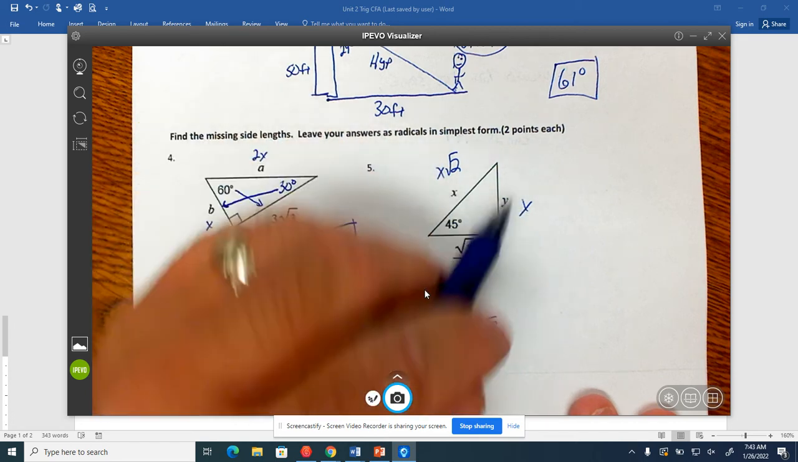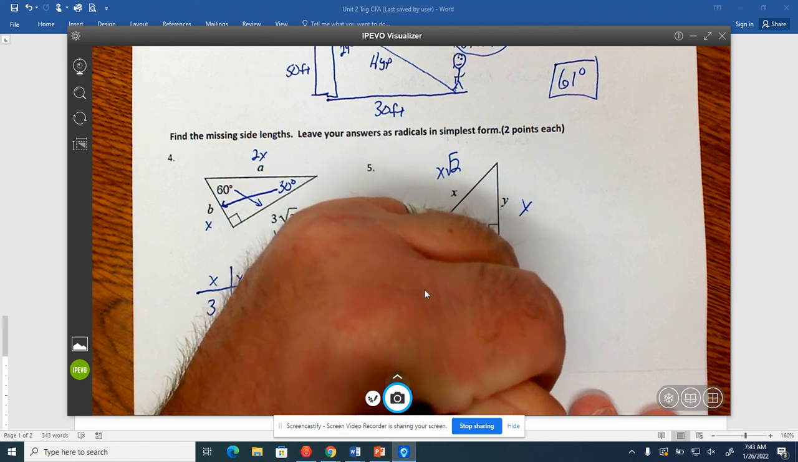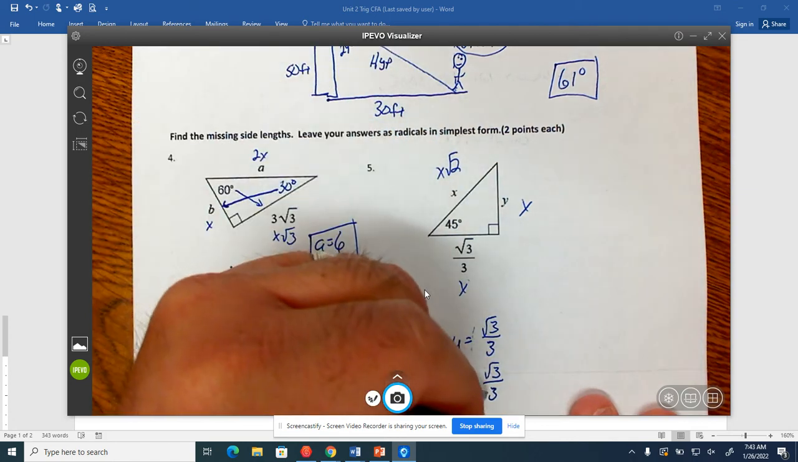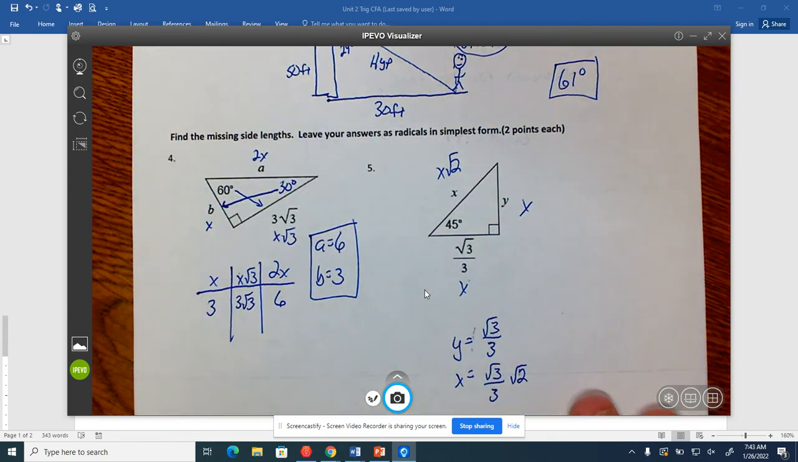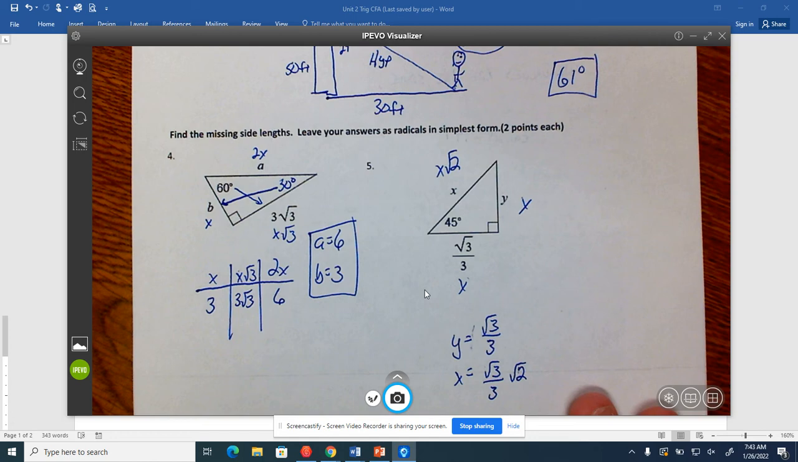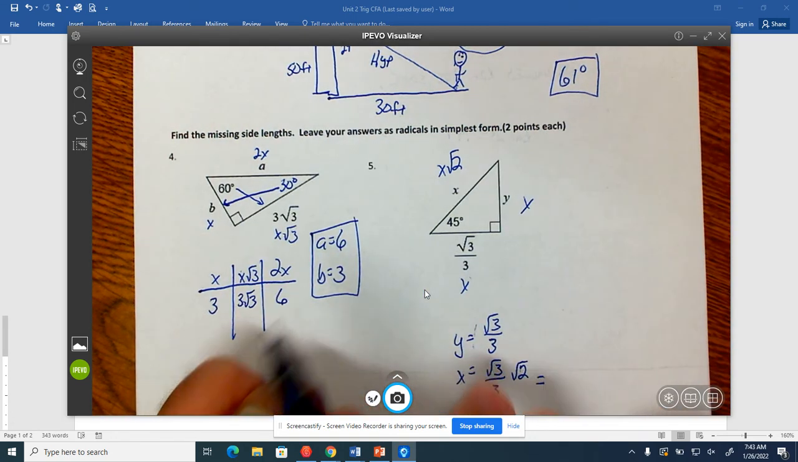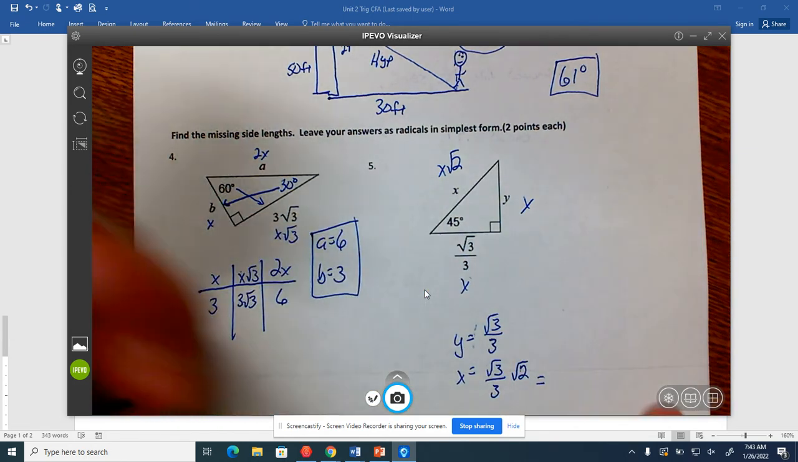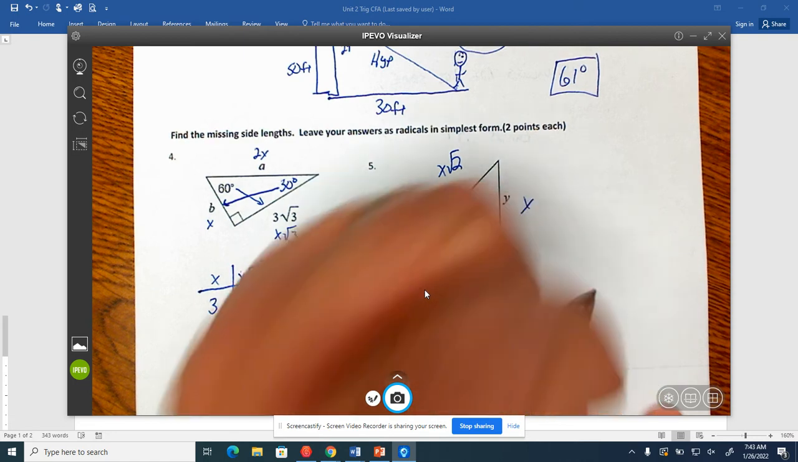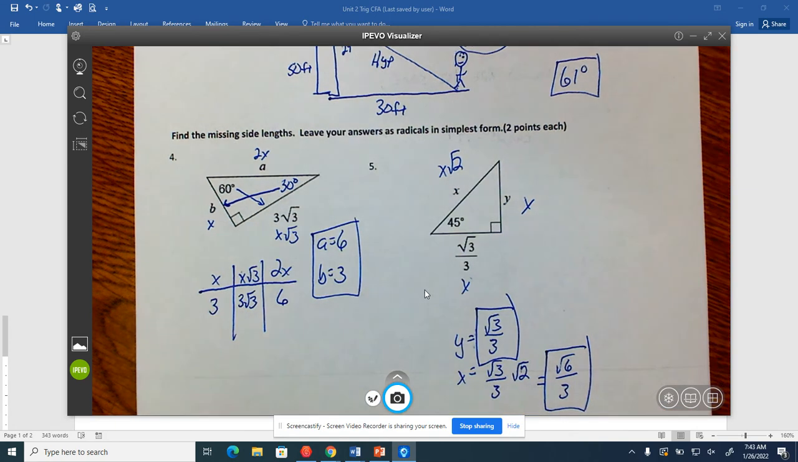Now, this one's a little bit harder. I know what x is. X is square root of 3 over 3. So I'm just going to replace that x with here. Okay? And all you're doing, when I combine square roots, I'm just multiplying them together. 3 times 2 is 6. So there are the answers.